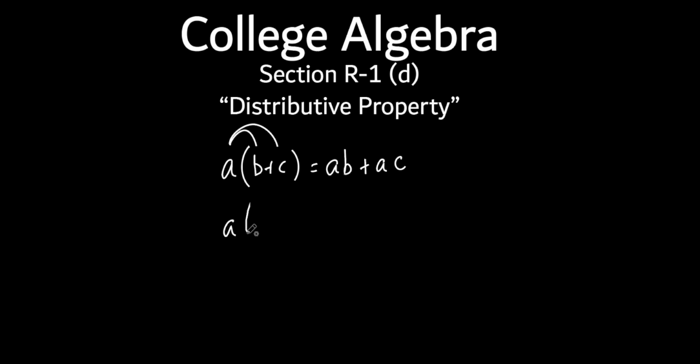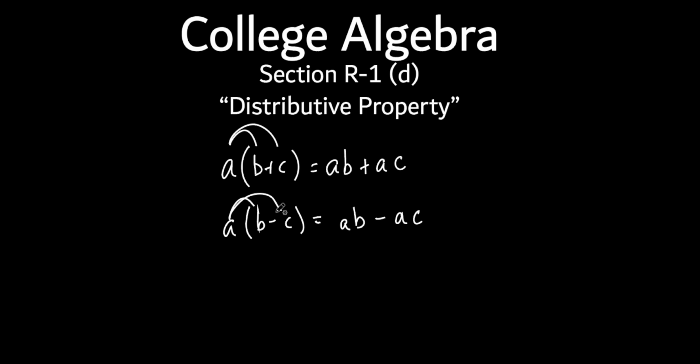What if it was B minus C? What would it be? AB, what? Minus, what? AC. Don't forget that A on the outside. It's being multiplied by everything in that parentheses.